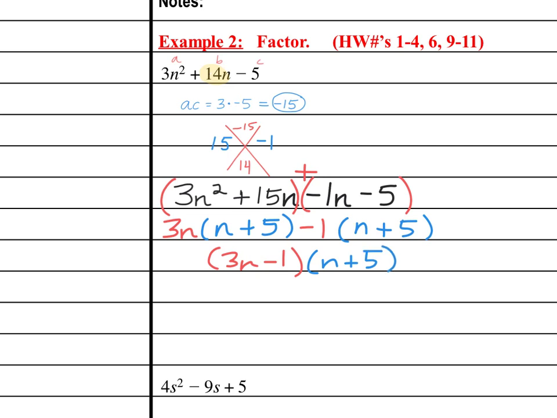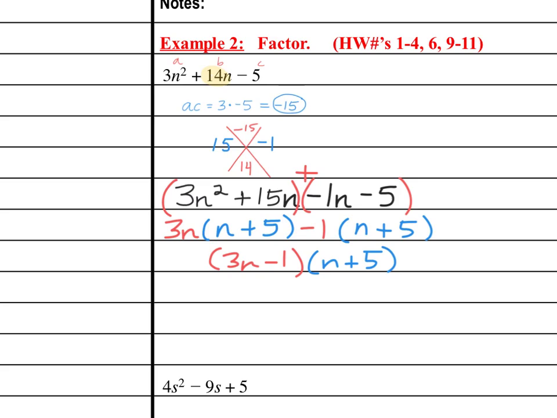Double check. Last thing, is it fully factored? Is there anything else that you can factor out? Like any other GCFs? That's it. So the only thing that's different is if a is not 1, multiply a times c and use that to get your two numbers. And then you factor by grouping. We'll do the next one.